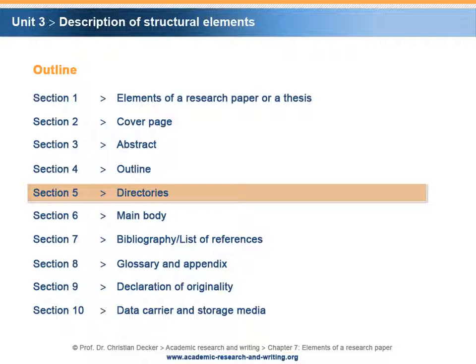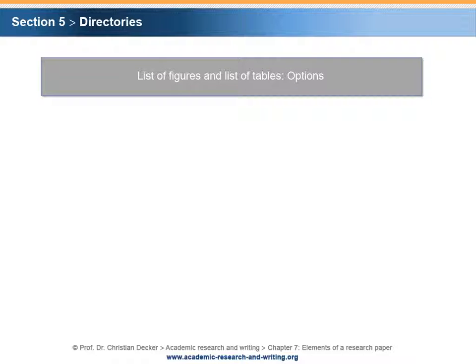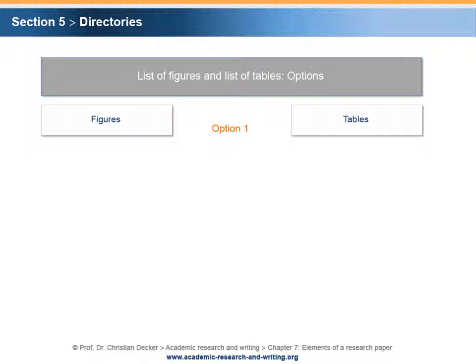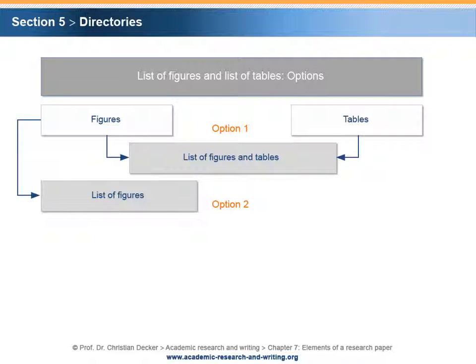Section 5. Directories. Regarding the list of figures and tables, there are two options. First, all figures and tables can be included in a common list of figures and tables. Option 2. If there is a considerable number of figures and tables, it is advisable to provide a separate list of figures and a separate list of tables.